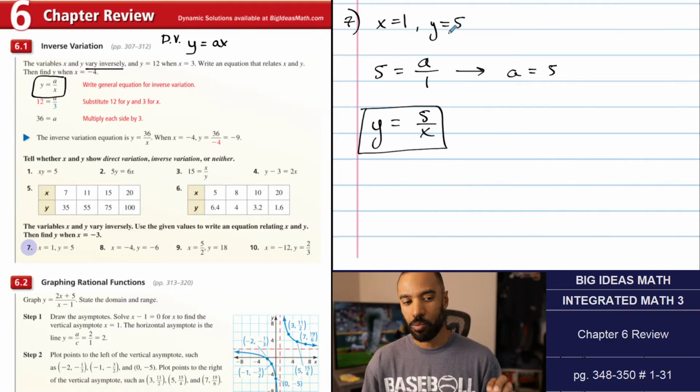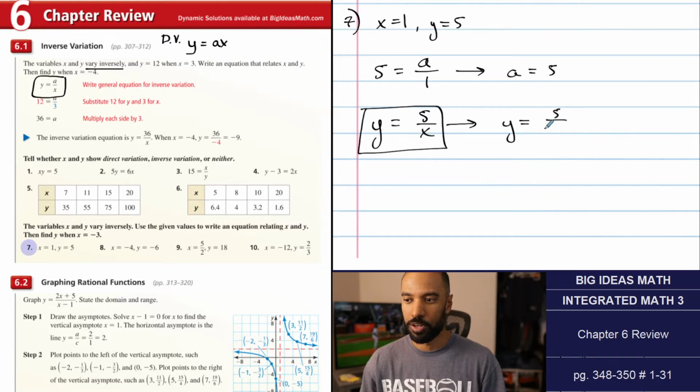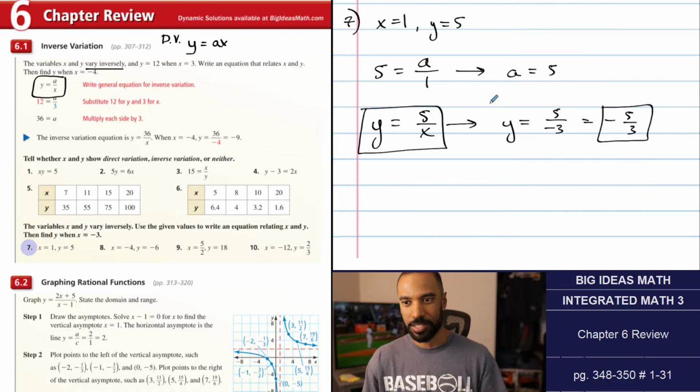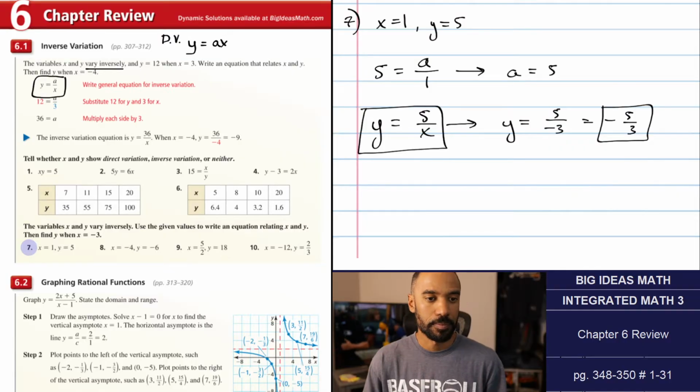It says, find y when x equals negative 3. So y equals 5 over negative 3, and I mean, that's negative 5/3. I have no other way to write that. Y equals negative 5/3 when x is negative 3. That's number 7.